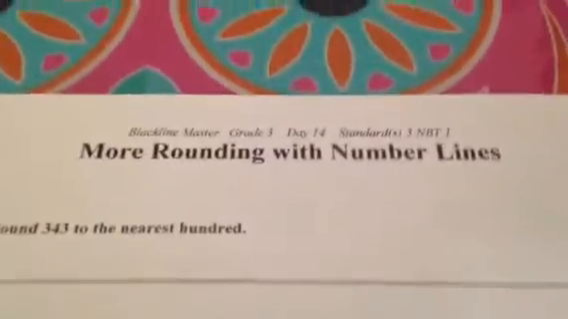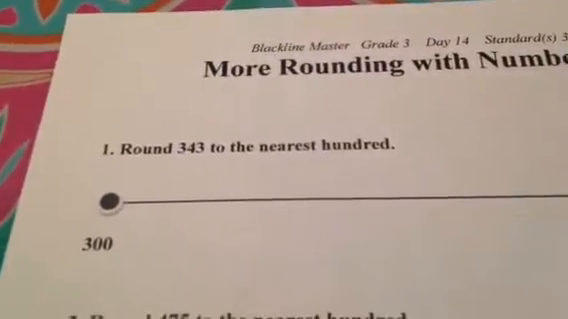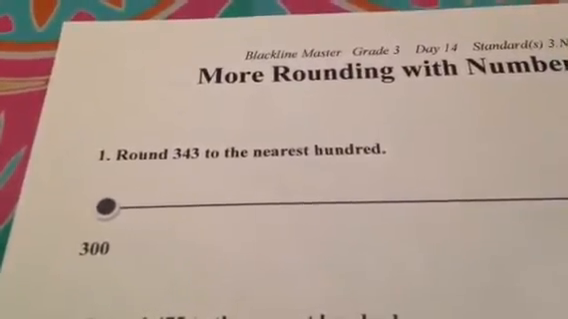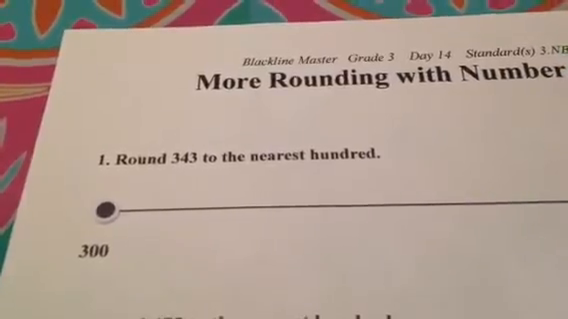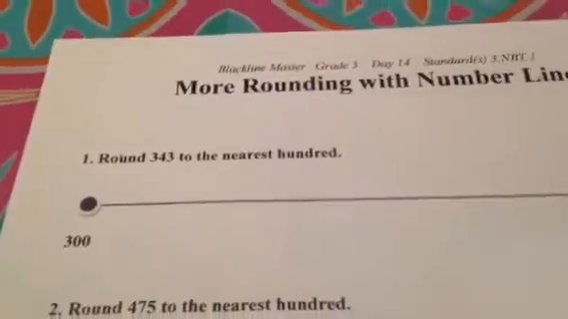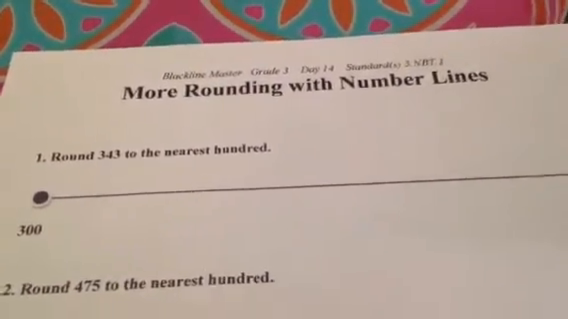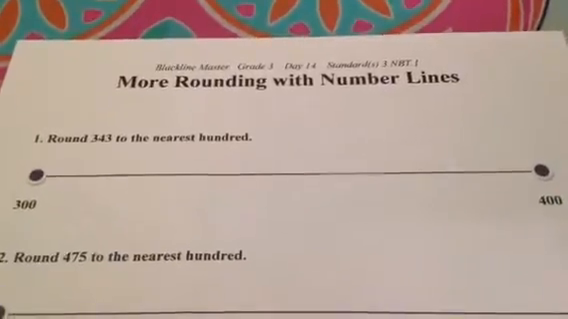Today we're going to talk about more rounding with number lines, but we're going to round to the nearest hundred. So we already have learned how to round using a number line to the nearest 10 using a two-digit number. So today we're going to round to the nearest hundred. Well, you do the same thing. You notice my number line.